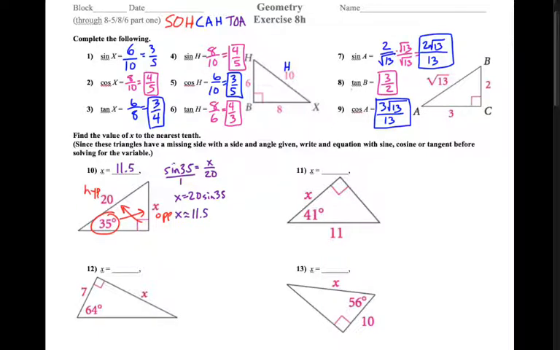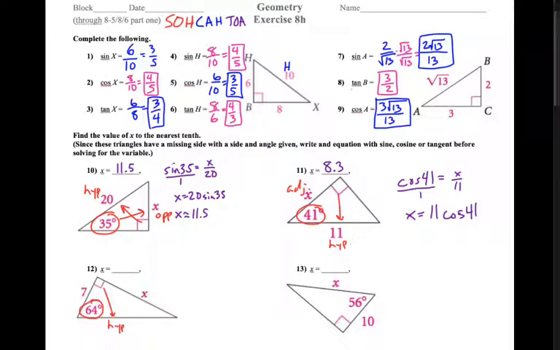Number 11. From the perspective of 41, 11 is the hypotenuse, x is the adjacent. Which one uses adjacent and hypotenuse? A and H, that's CAH, cosine. So I go cosine of the angle equals the adjacent over the hypotenuse. Go ahead and make it a proportion because my x is over here in the ratio. And to get x alone, I will cross multiply. X times 1 equals 11 times cosine of 41.